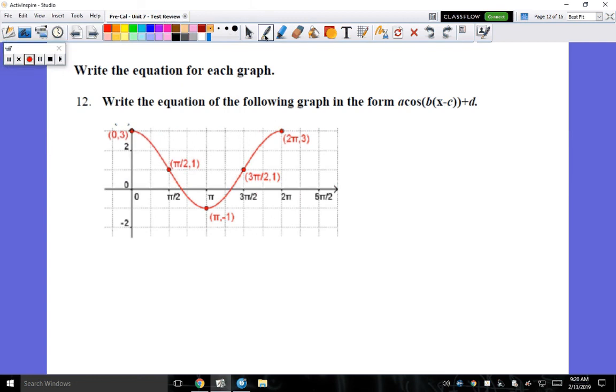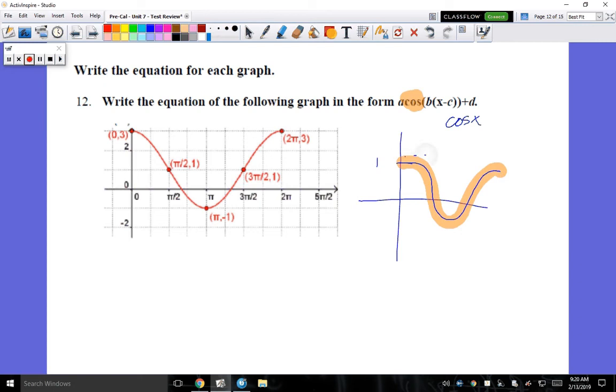Okay, number 12 says write the equation of the following graph. We're going to identify that it is a cosine graph. And we know cosine's default function starts at 1, and this would be an entire period for cosine. So here's 1, and there's an entire period. Okay? So the default of this, we already know, is 2 pi.